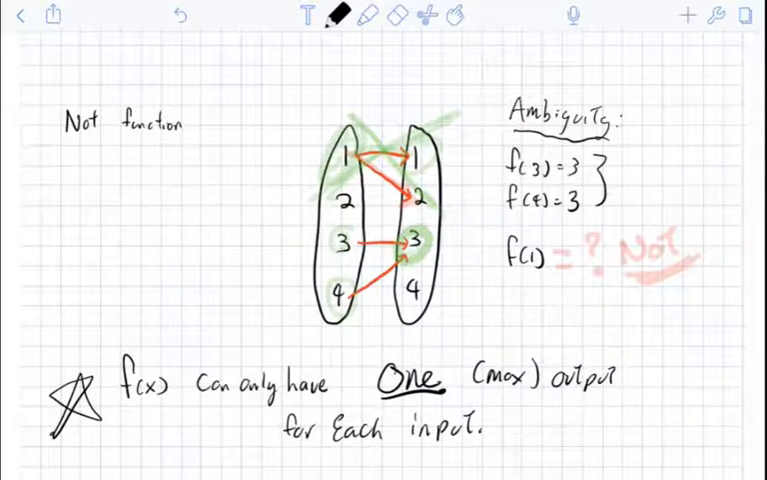Okay, so pickle diagrams are fun, but it's straightforward to look stuff up on a pickle diagram. You just follow the arrow, right? But it's not very nice looking, and it can get very, very busy. So a more efficient way of talking about functions is to use a lookup table.